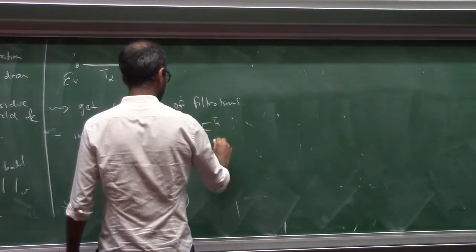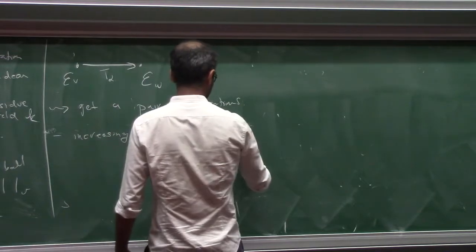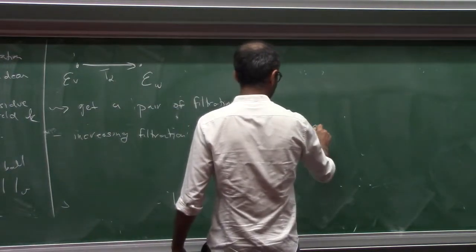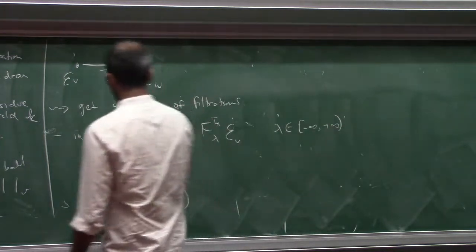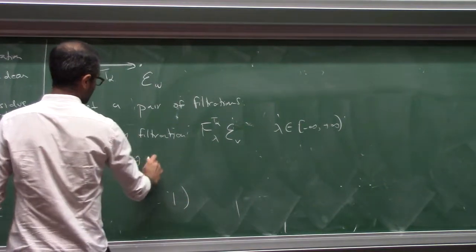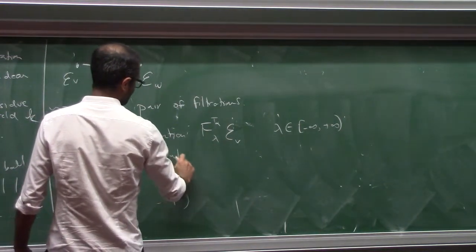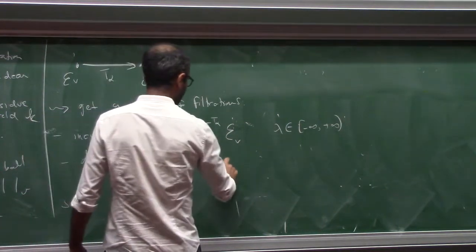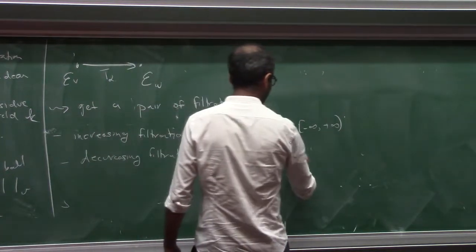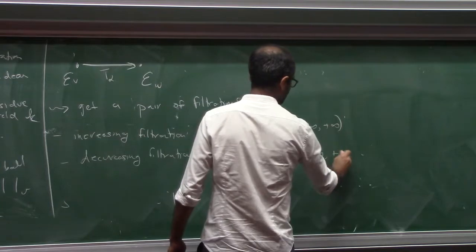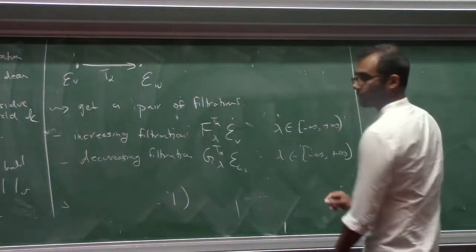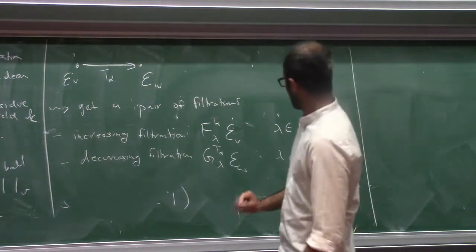F T alpha lambda of EV, lambda in minus infinity to infinity, and a decreasing filtration G lambda T alpha of EW with lambda in minus infinity to infinity. So let me define these. Maybe you should put special. Sorry.